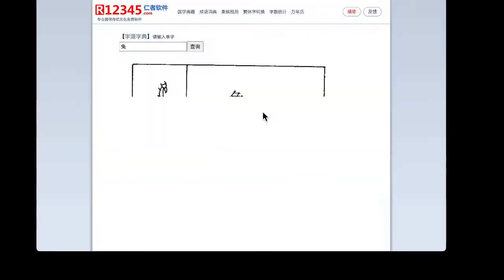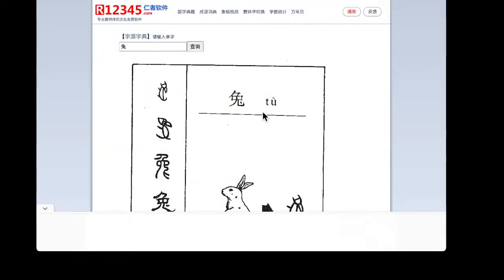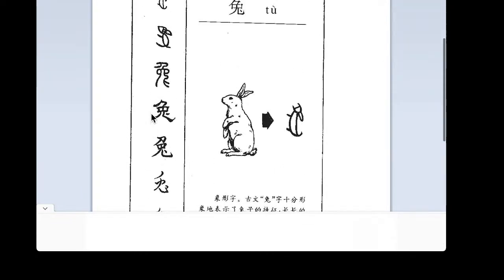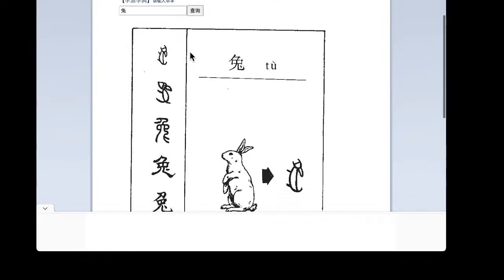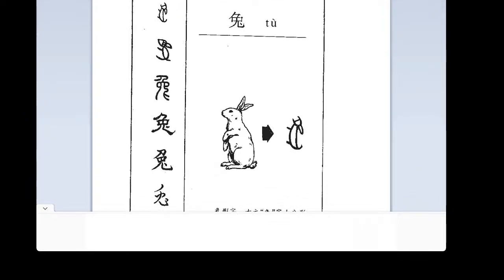Anyway, you look at this etymology. Once again, it's a drawing of the animal. Look at this big ol' eye. This is the shape of the head, kind of pointy, round, pointy. The ear, the body. This is the front legs and the hind legs and the little tail. Very straightforward origin of this character.